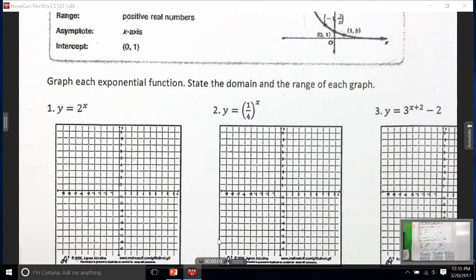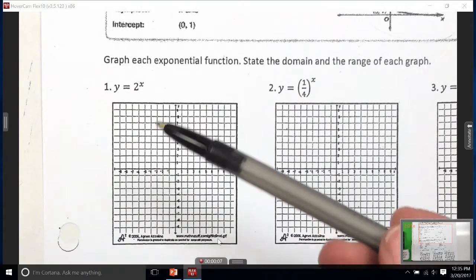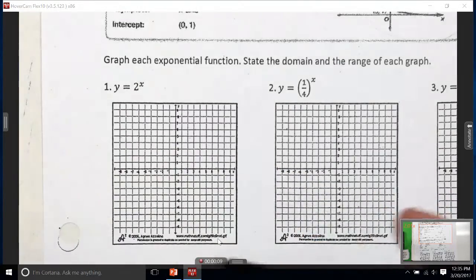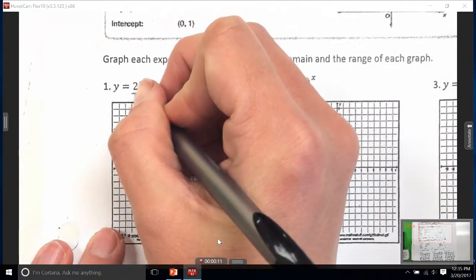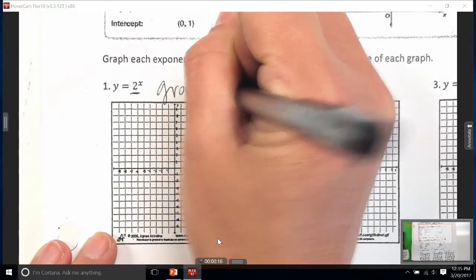Oh, okay. Anyways. So for this one, our b is what? This is what's being raised to a power. And is it greater than 1? So it's growth. It's exponential growth.